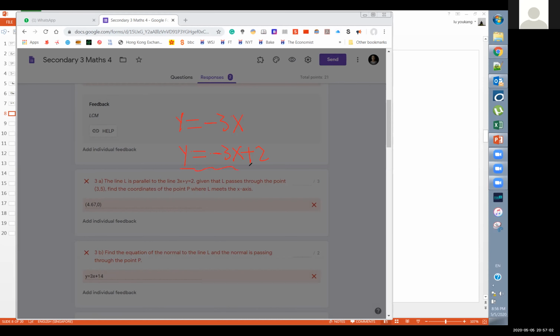What are you talking about? The gradient is this one. Oh yeah, that's true. So for the line, the gradient is also -3. Then it says given that L passes through the point (3, 5). So you sub in your 3 and 5 into it, then you find your C.